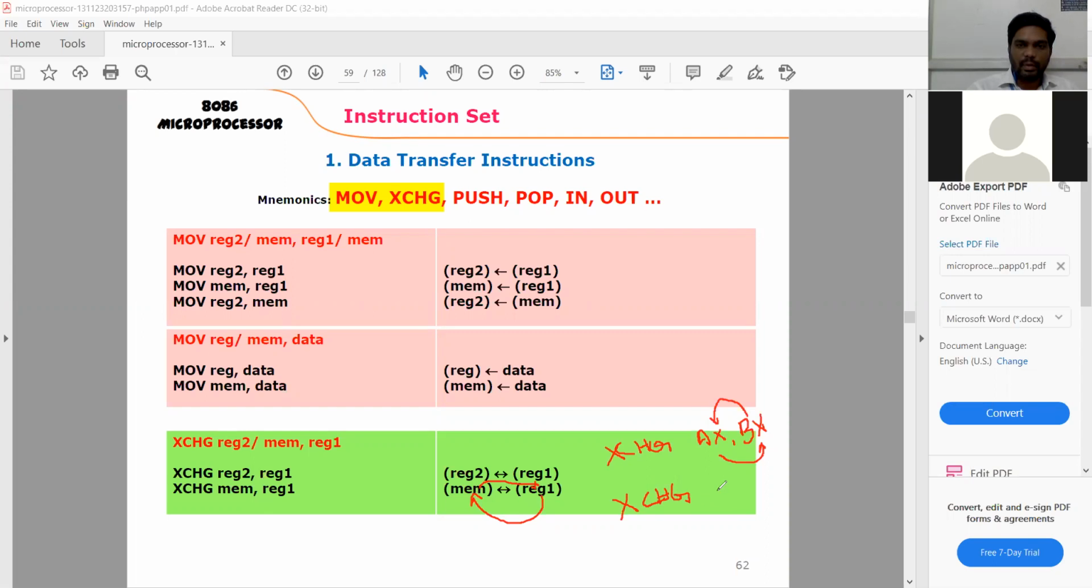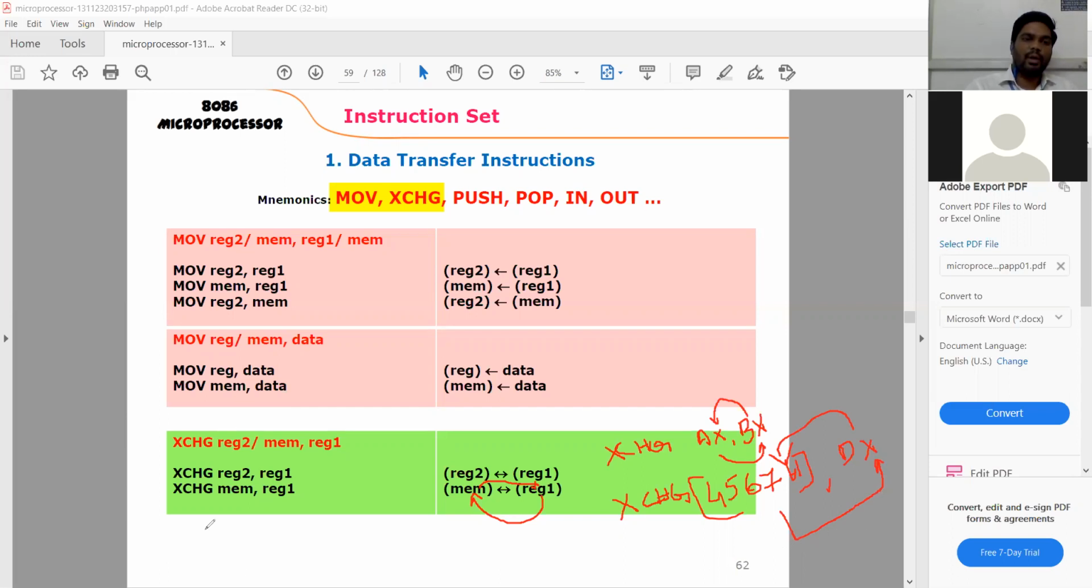What is the memory location? Let us say 4567. This is the memory location. Let us say XCHG and DX. That means the contents of the DX register will be transferred to the 4567 memory location and the contents of this memory location will get transferred to the DX register. That is the meaning here.